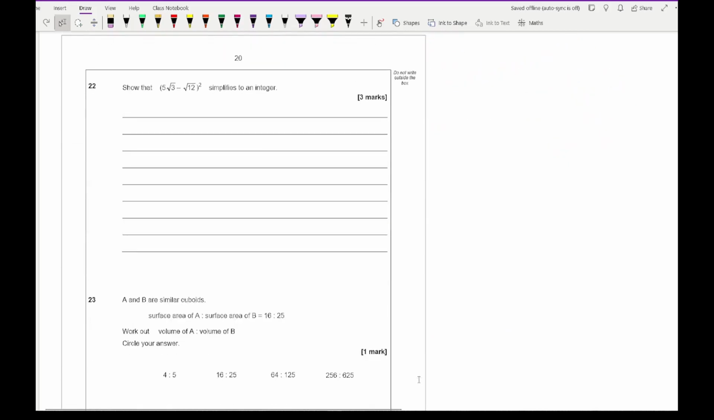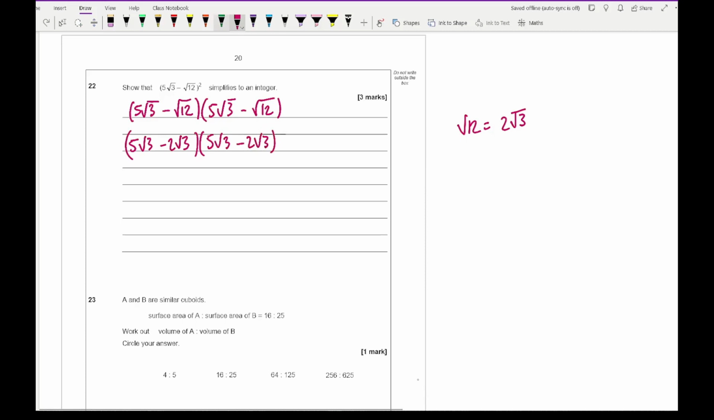Moving on to question 22, it says show that (5 root 3 minus root 12) squared simplifies to give an integer. So for this, what I need to recognise is that (5 root 3 minus root 12) squared is just a double bracket question. Now for this you can do several things. You can simplify your root 12. So root 12 is going to be 2 root 3, which I'll probably do first, but again, it's not essential. So all I'm going to do is swap root 12 for 2 root 3.